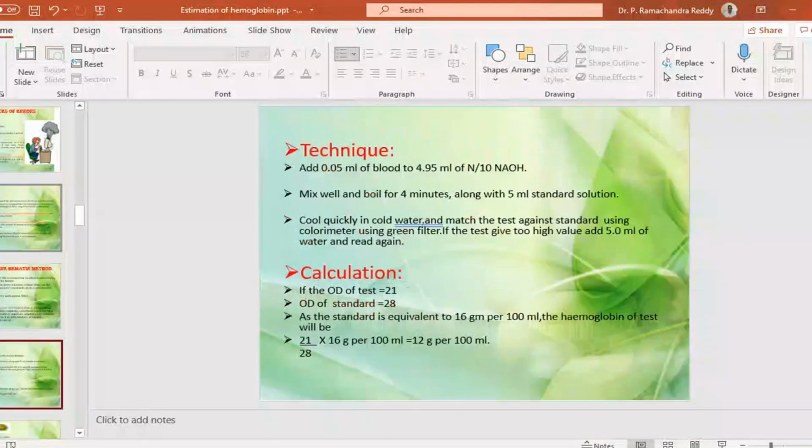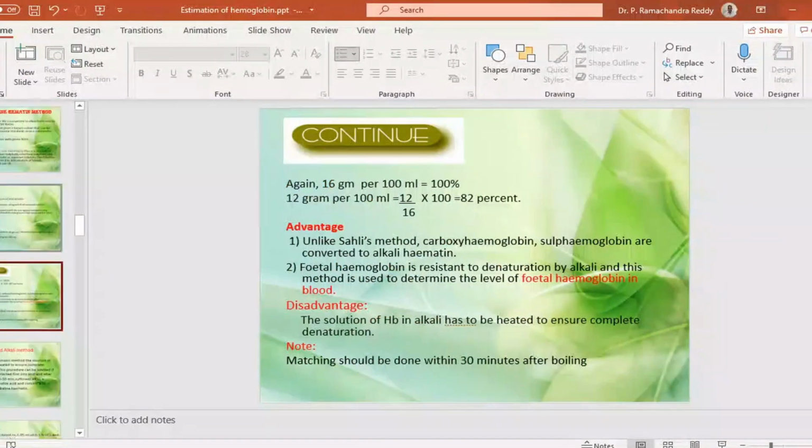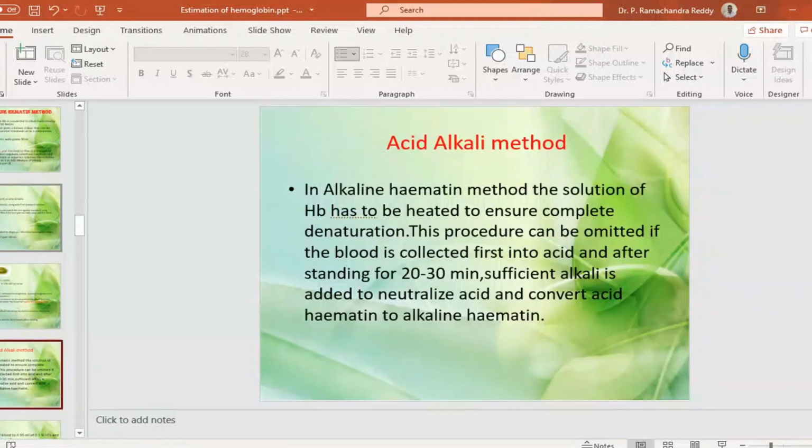But in the alkaline hematin method, you have to go for heating and all, right? Or you have to dilute it and then see the color and so on. So that's a little bit difficult method when compared to Sahli's method, right? And there is another method called the acid alkali method, right? This is a hematin method, alkaline hematin method. The solution of hemoglobin has to be heated to ensure complete denaturation.